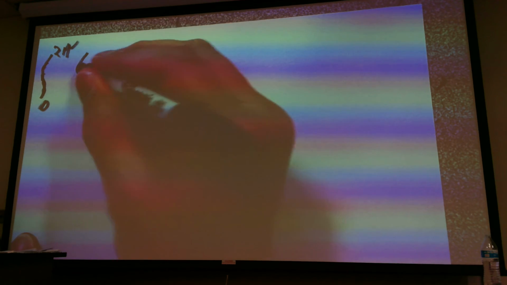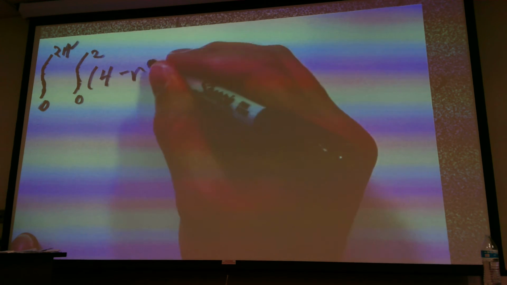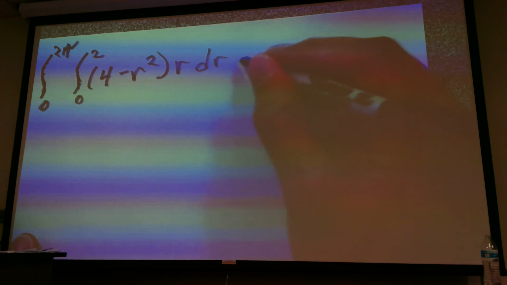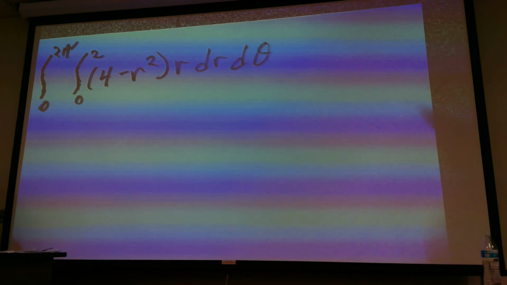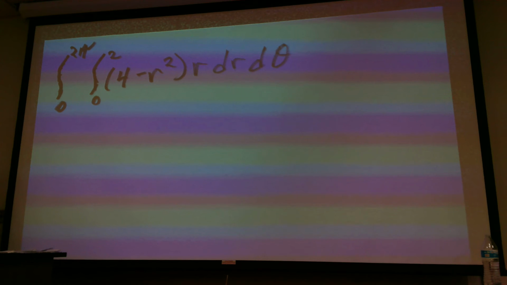The integral from 0 to 2 pi, the integral from 0 to 2 of 4 minus r squared, now r dr, d theta. Okay.